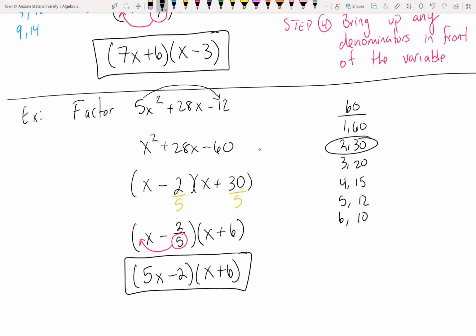Let's go ahead and do maybe 2 more. And I sort of want to show you where we might get fractions on both sides here. So let me find a good example. Let's see, what would be a good example?